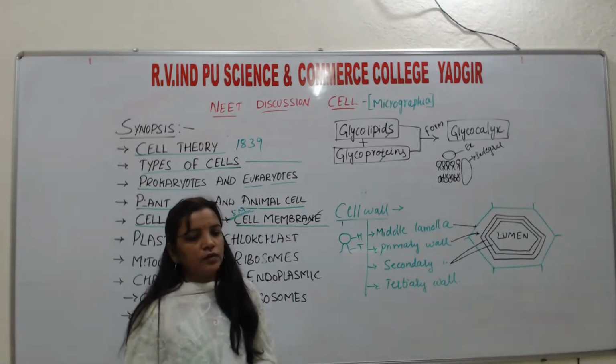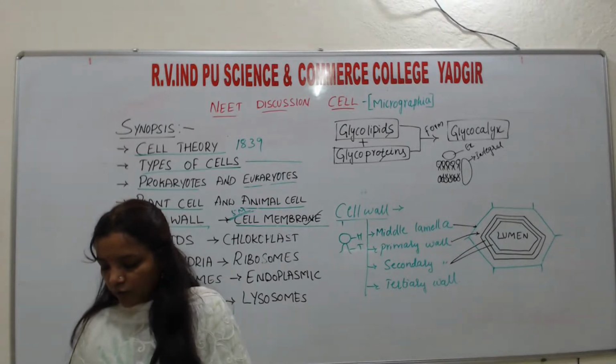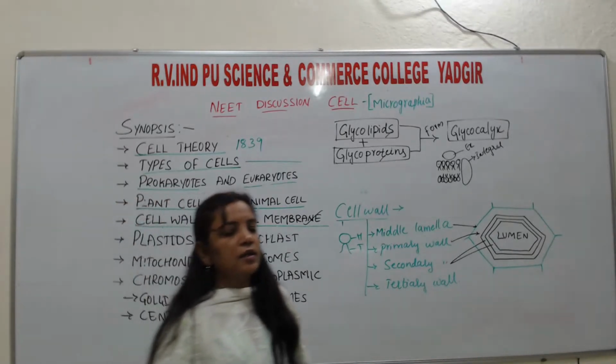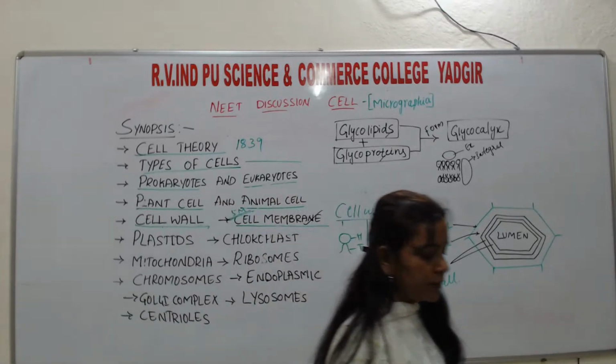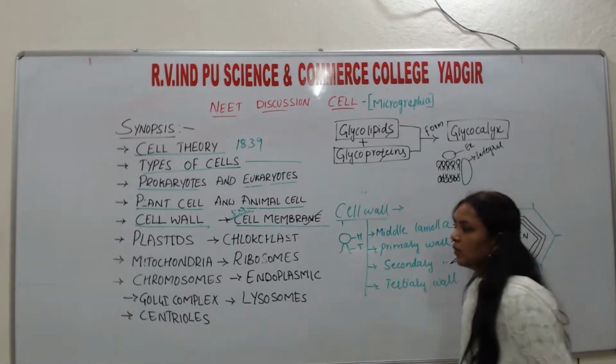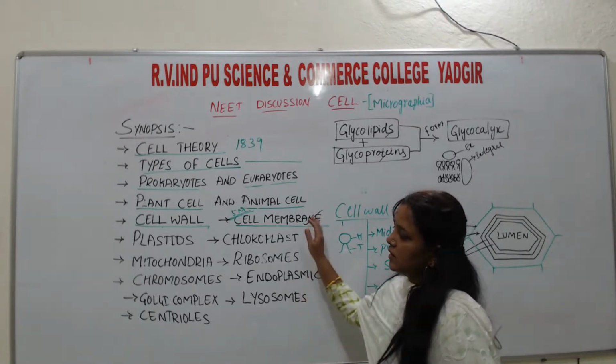So we have solved nearly 50 questions, and in the next class we will again discuss the remaining half part of Cell: The Unit of Life. We have discussed half of it, covering the cell theory, prokaryotes, eukaryotes, then the cell wall and cell membrane.